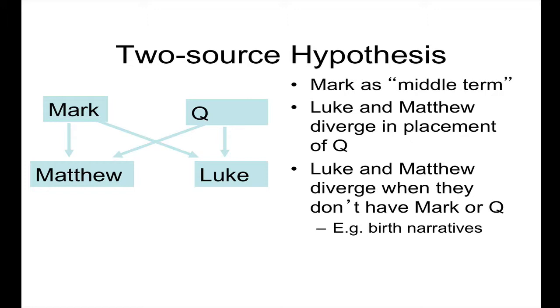Well, all of a sudden, it's like, aha, they couldn't have used Mark. Mark doesn't have any birth narrative. When they have to do something on their own, as it were, and it's not sayings material, they diverge totally. And if Matthew and Luke used Mark and Q, that's exactly what we'd expect. Where they couldn't rely on their common sources, they would diverge. So all these things are points. These are in fact the major arguments for the existence of Q and for the two-source hypothesis.